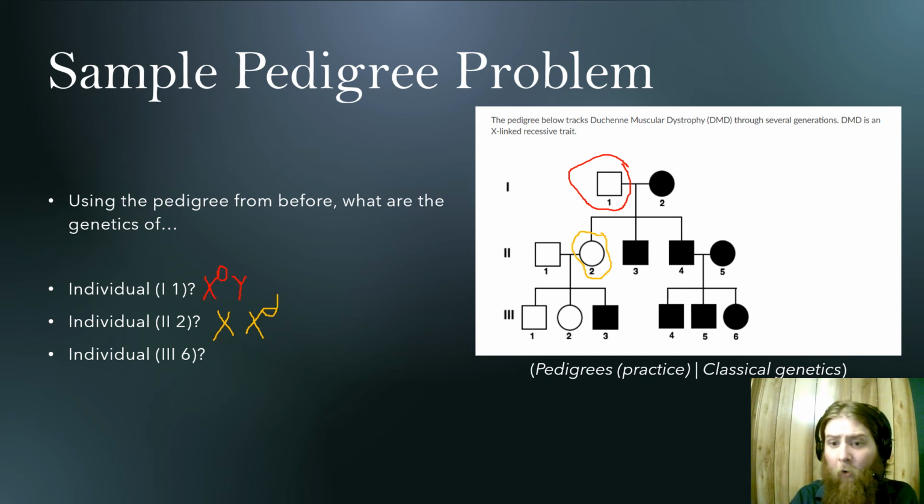Now, dad can only give 1 X chromosome. He can only give this one here, and that one was a dominant normal one. So she does not show the disease. She is, however, a carrier for it.